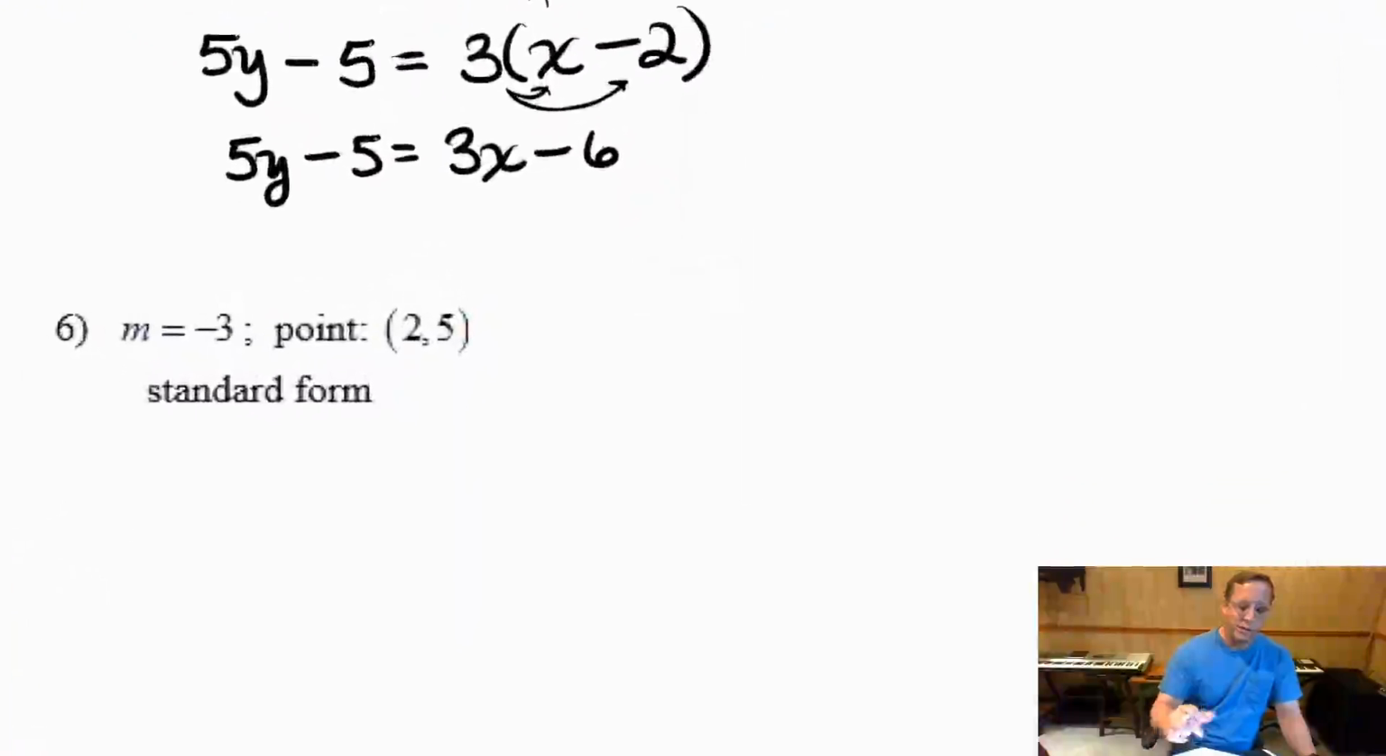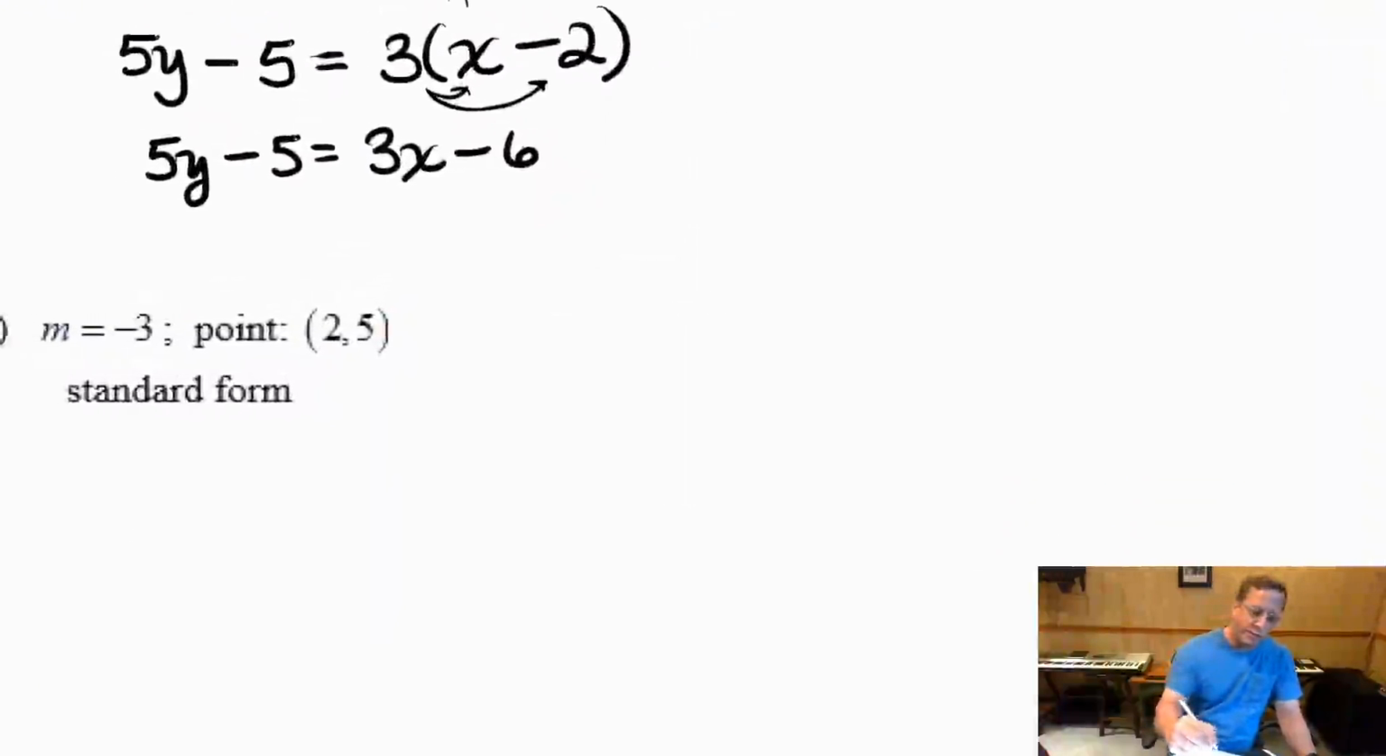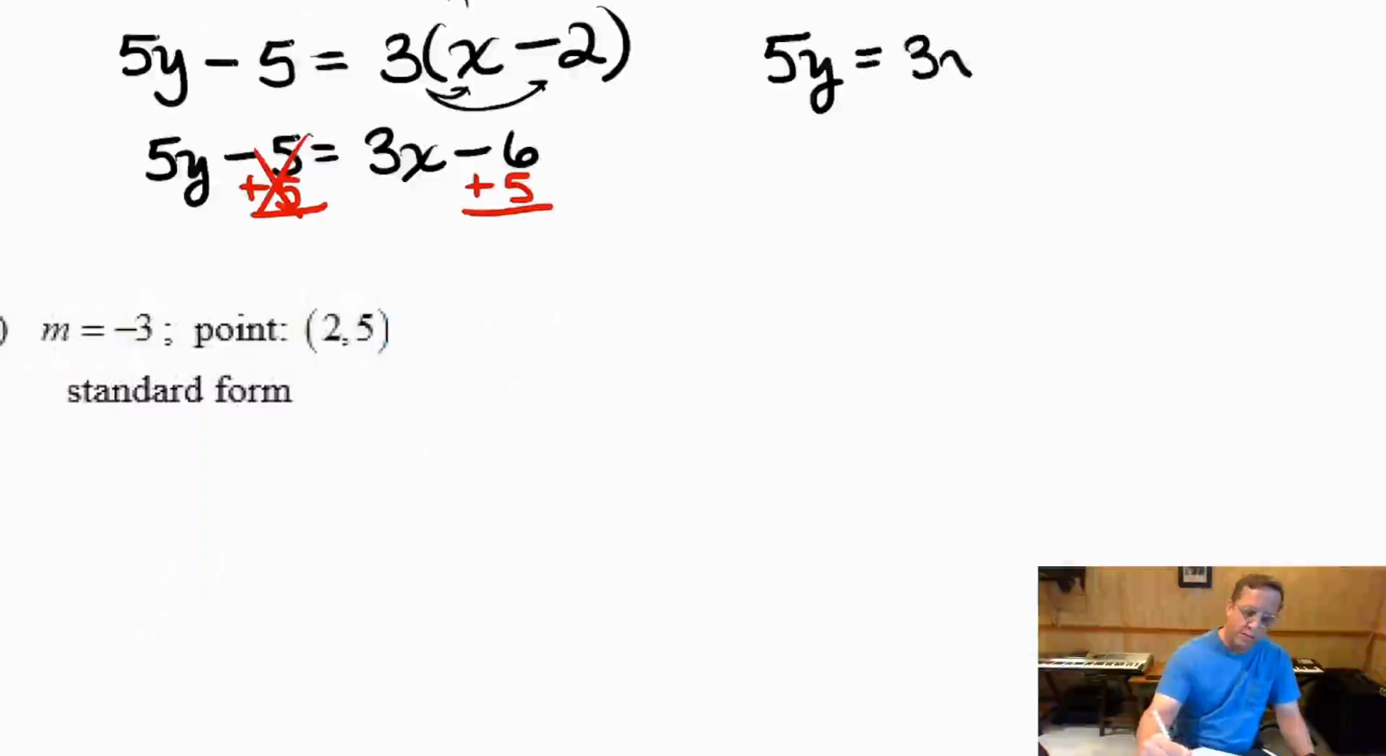All right, now our goal is to get y by itself. So let's move the 5 over. Let's add 5 to both sides. So now we've got 5y equals 3x minus 1. We just did negative 6 plus 5 is negative 1.